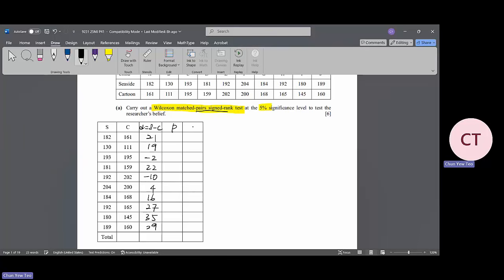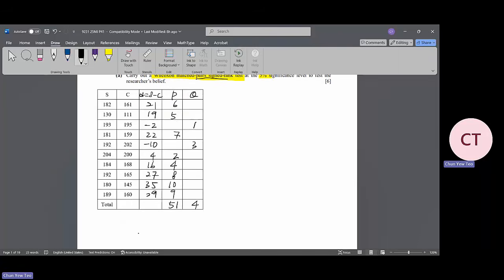Then we will need to separate them, the rank. The P represents the rank with a positive value, and the Q is the rank with a negative value. So over here, this is the rank number 1, then followed by 2, then 3, and then 4, 5, 6, 7, 8, 9, and then 10. So we need to find the total for the P and the total for the Q. This will be the value.